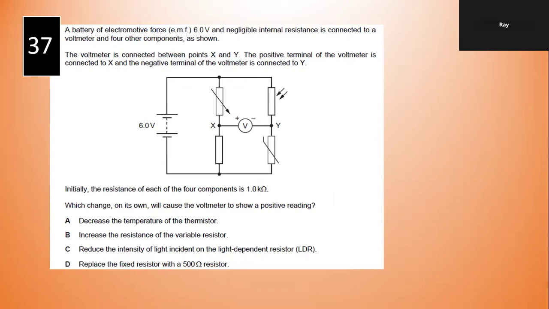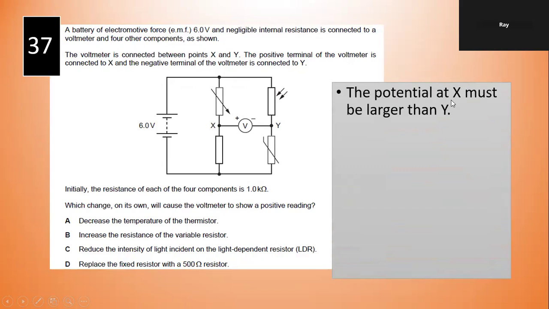Reduce the intensity of light incident on the light dependent resistor. Reduce the intensity, the potential here becomes greater. Potential at X must be larger than Y if you want the voltmeter to show a positive reading. The positive reading will mean that X has a higher potential than Y.